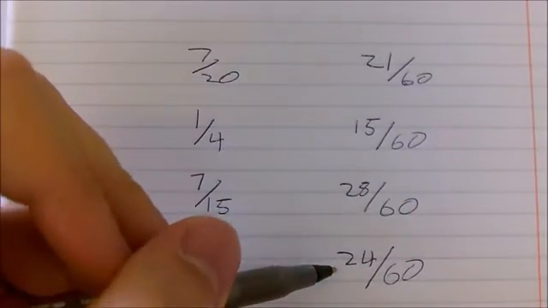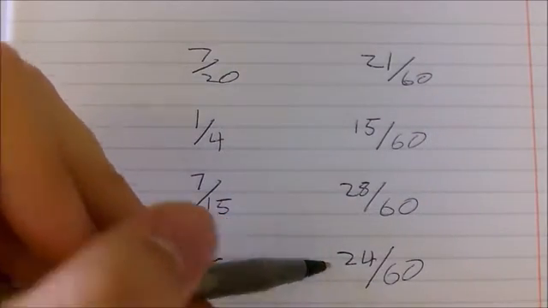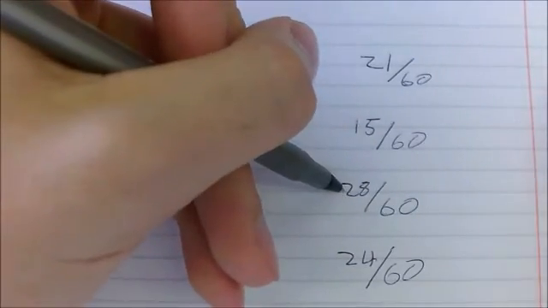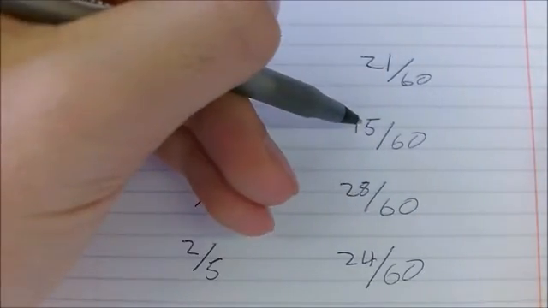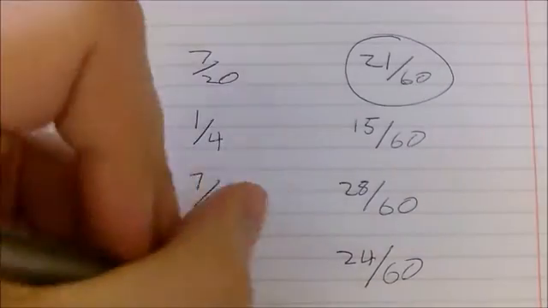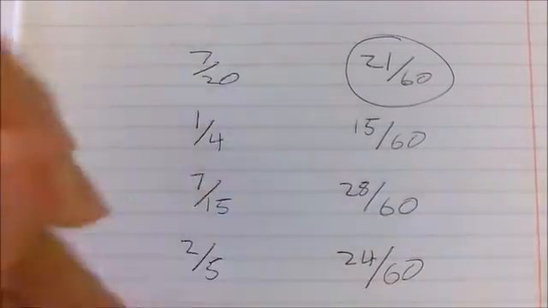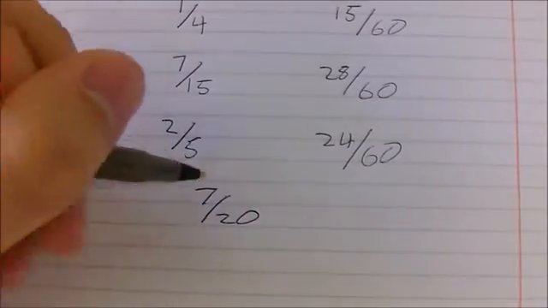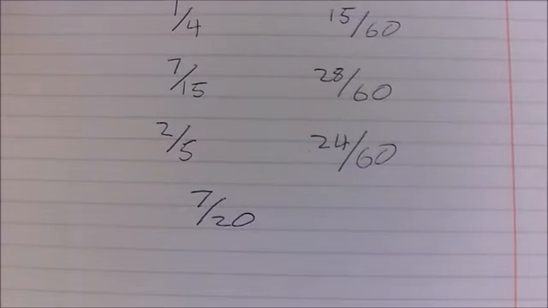And this is the fraction we're actually working with. This is the one we're looking for, which is the closest. So this one is 4/60ths away. This is 9/60ths away, and this is 3/60ths away. So this fraction is the closest one. So 7/20ths is the closest fraction to 2/5 out of those three.